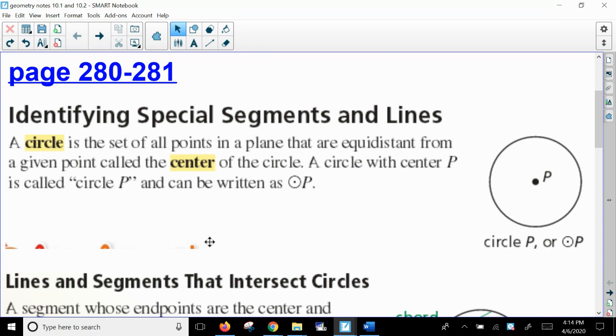Anytime you name a circle, you name it by the center of the circle. So this circle is called circle P. Notice the symbol for circle and P. So we name this circle circle P.